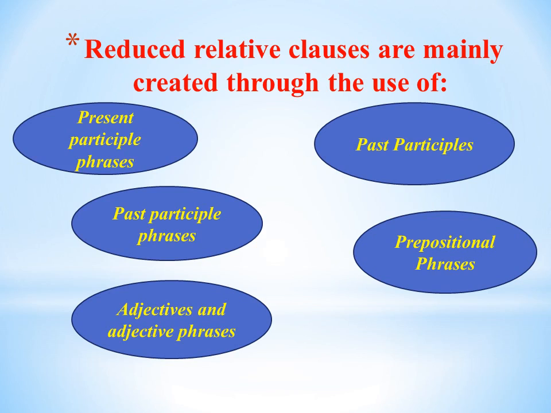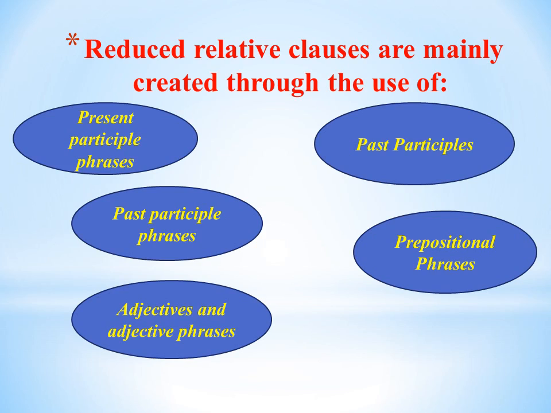Reduced to a present participle. Firstly, remove the relative pronoun. Secondly, remove the verb be. And third, place the present participle phrase after the modified noun. Example. The professor who is teaching mathematics will leave the university. Reduced. The professor teaching mathematics will leave the university.